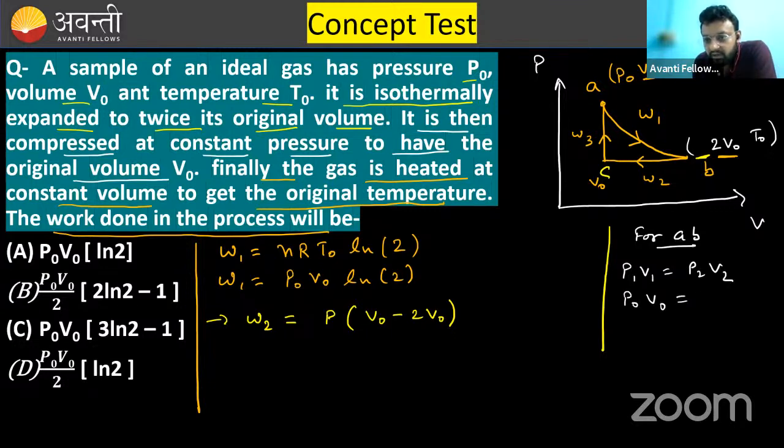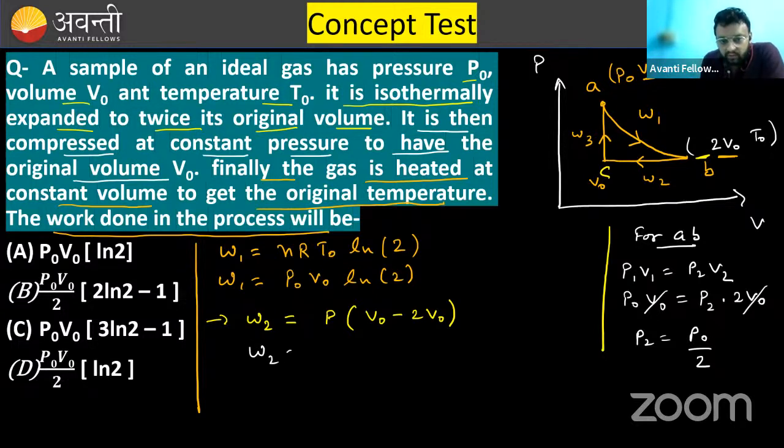V1 is what? V naught. P2 is what? Not known. V2 is what? 2V naught. V naught cancelled out. So P2 is what? P naught by 2. Can you see that? Here the pressure is going to be P naught by 2. So I will replace the value. W2 is equal to, let's suppose this is P2, P naught by 2, and this is minus V naught.